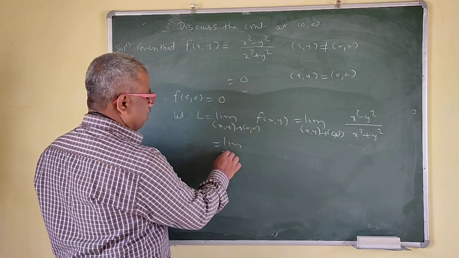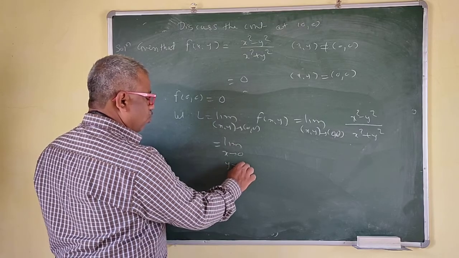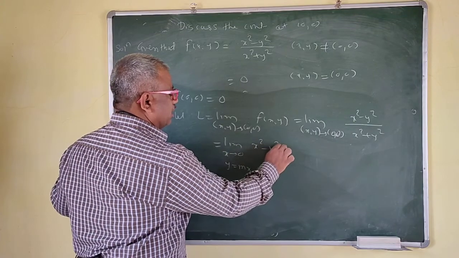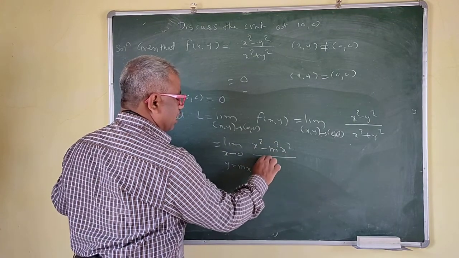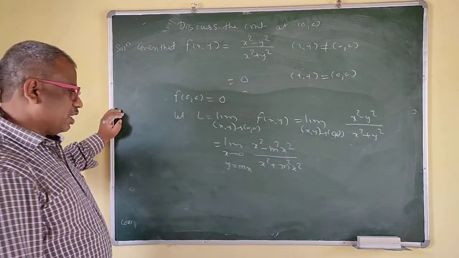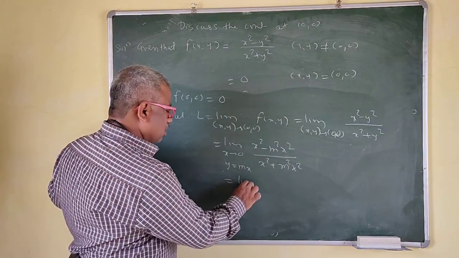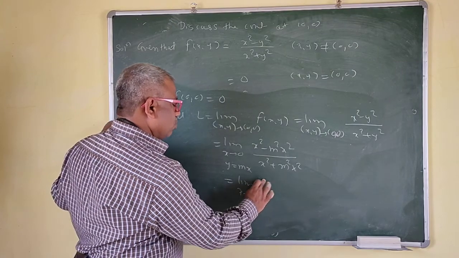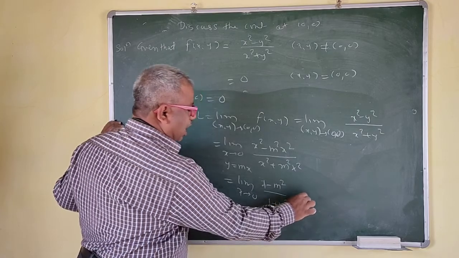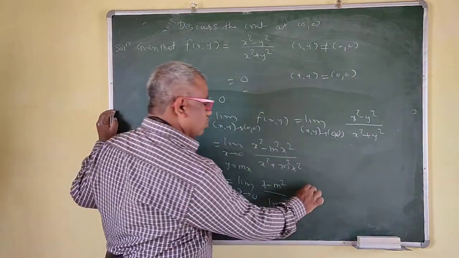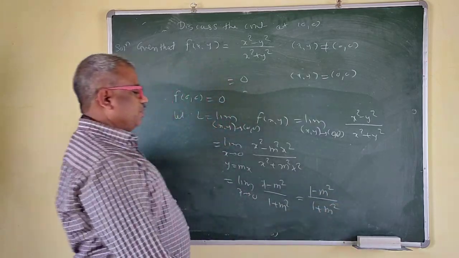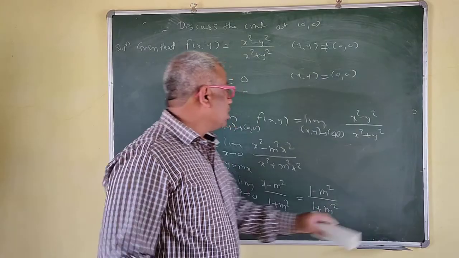So this is equal to the limit as x tends to 0, with y = mx, of (x² − m²x²)/(x² + m²x²). Each term contains x², so it gets cancelled. So this is the limit as x tends to 0 of (1 − m²)/(1 + m²), and the limit of a constant is the constant. So this is (1 − m²)/(1 + m²). Now here the limit depends on m.